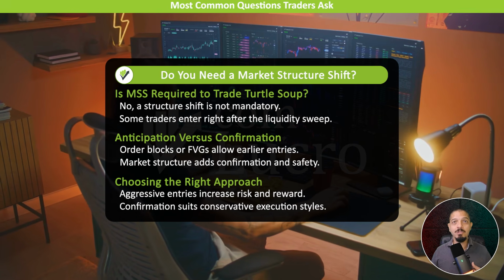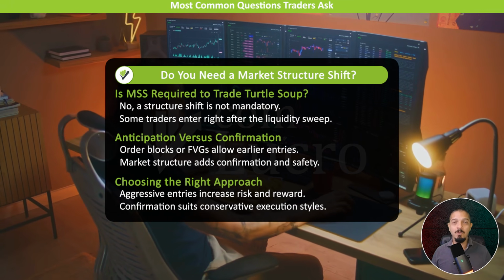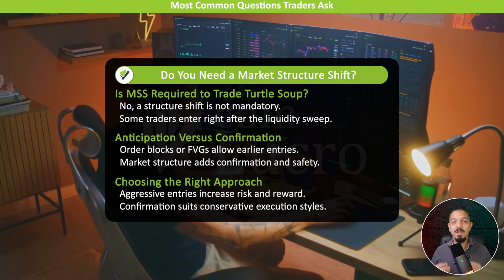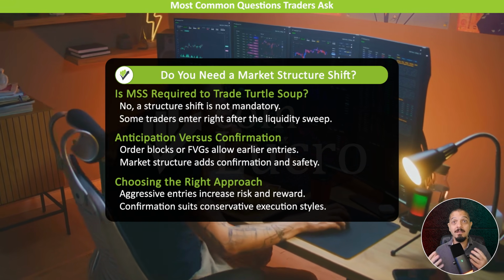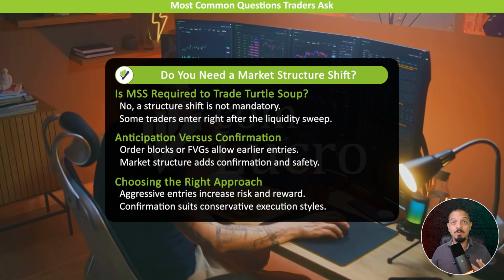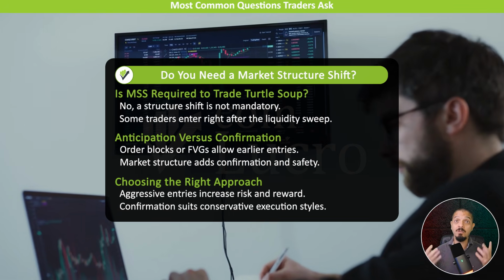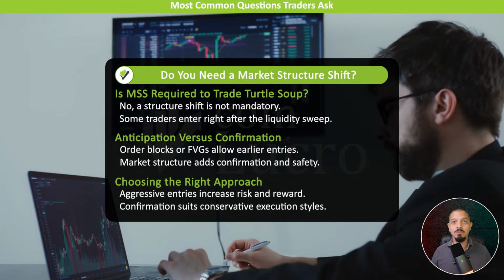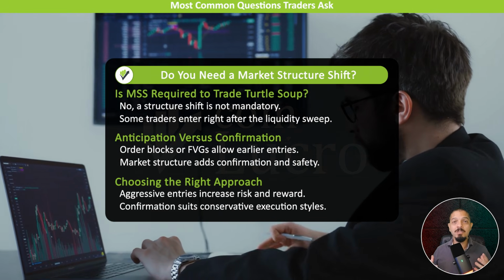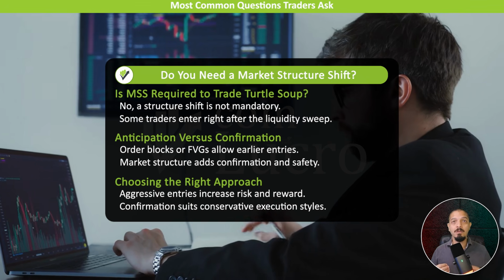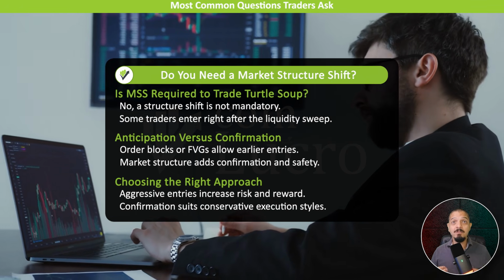One common question is whether you need to wait for a market structure shift to trade the ICT turtle soup. The short answer is no, it is not mandatory. Some traders choose to enter earlier by waiting for price to retrace into a key level, such as an order block or a fair value gap, after the liquidity sweep.